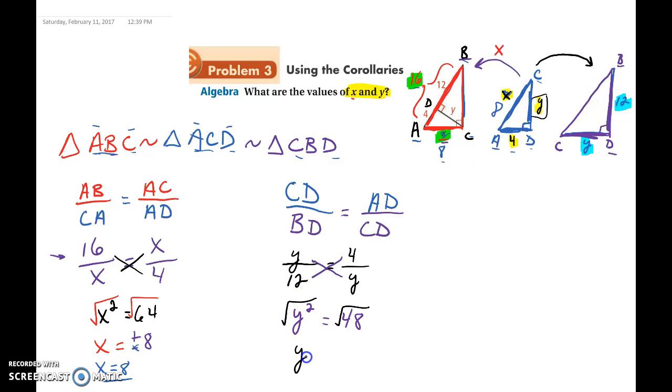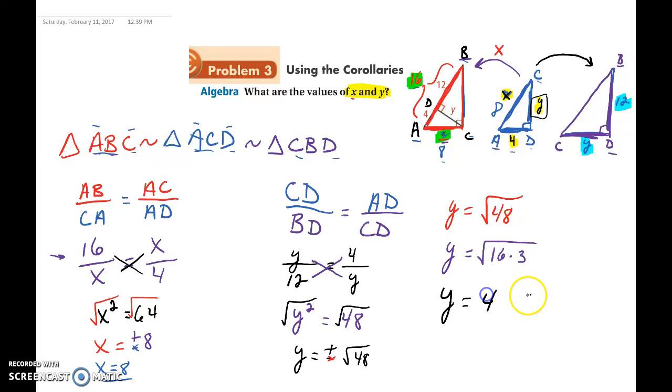So y is equal to plus or minus the square root of 48. You ask yourself, can we have a negative square root of 48? The answer is no, so we'll cross that out. y is equal to the square root of 48. Then we see, can this simplify? Do any perfect squares multiply evenly into 48? Yes, 16 does. So we can rewrite this as y is equal to the square root of 16 times 3. The square root of 16 is 4, so y is equal to 4 root 3.